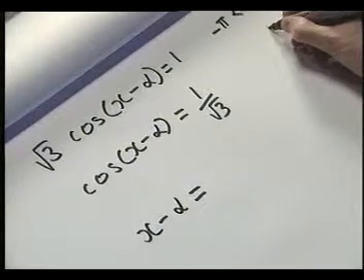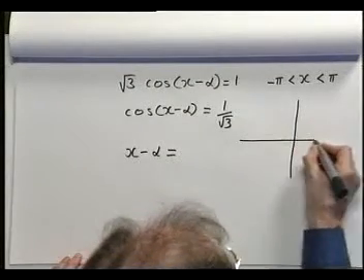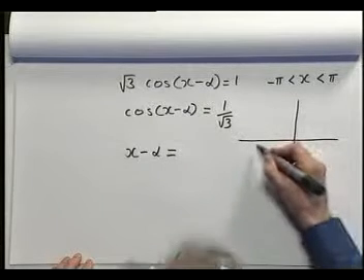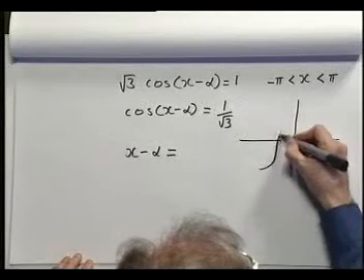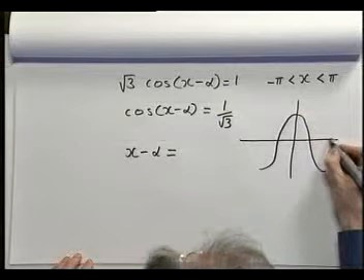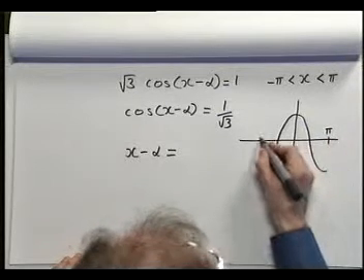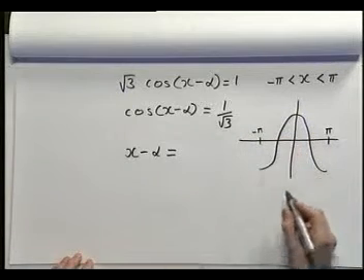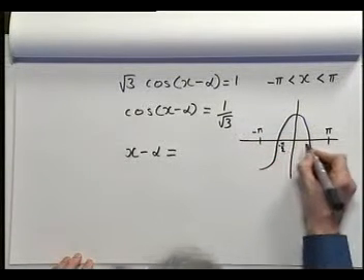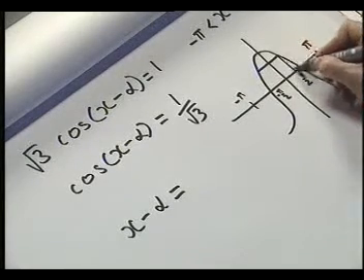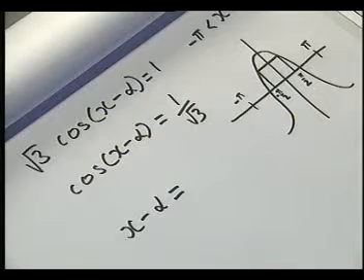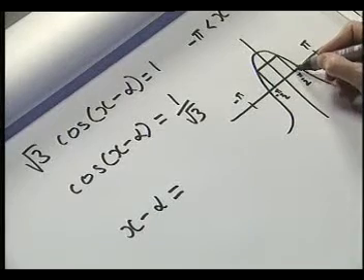Let's just draw a little graph to help us see what we're looking at. Between plus and minus pi, the cosine graph looks like that. There's plus pi, there's minus pi, this is minus pi by 2, and this is pi by 2. So we're looking for two answers across here. Come down to there. So let's have a look for one of them, and our calculator will tell us this one here.